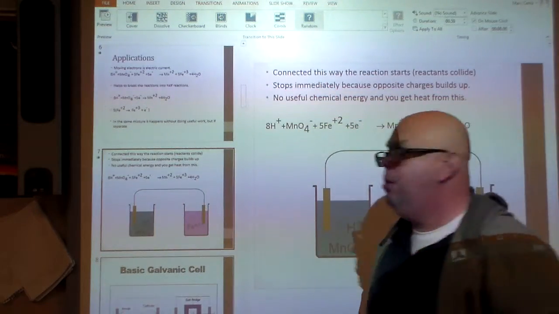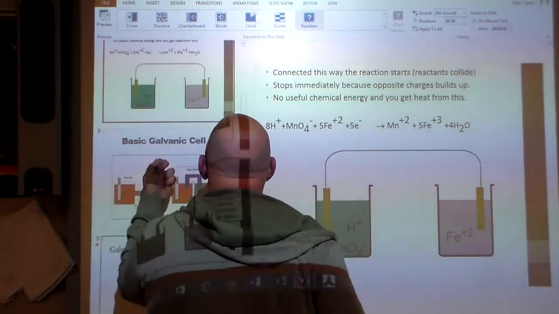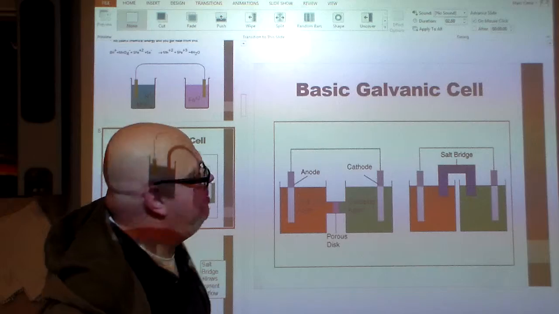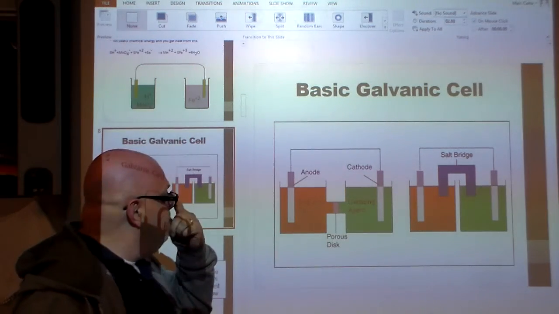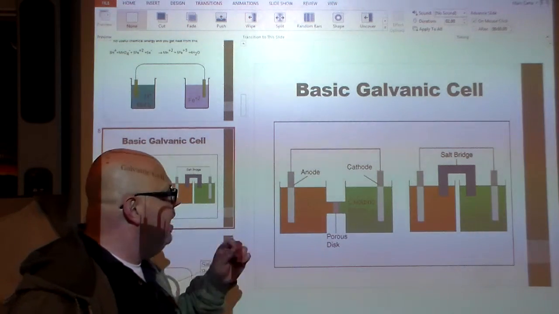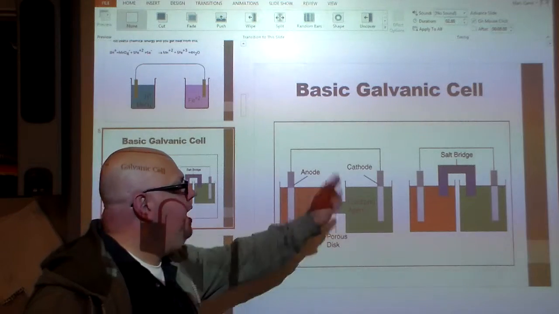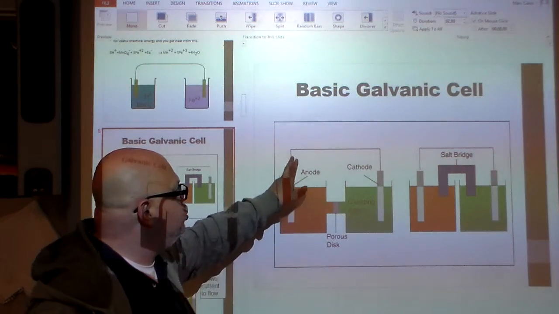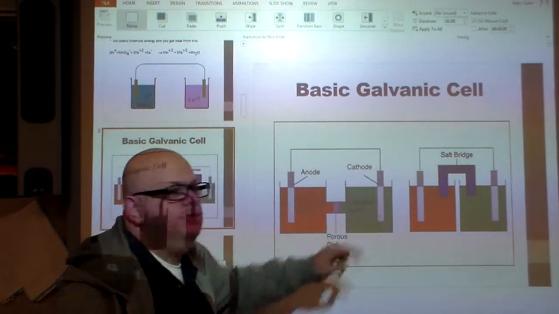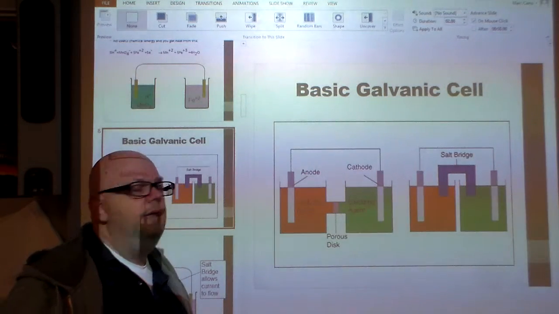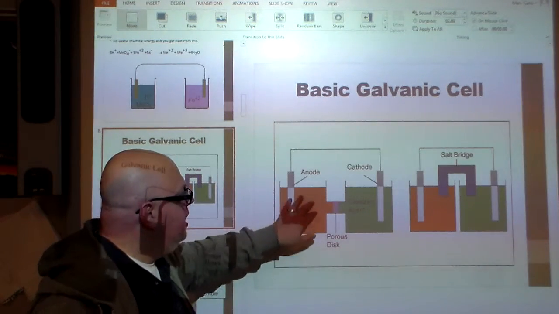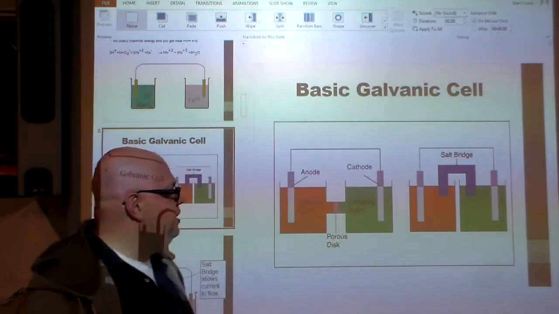And that's it. So something is not working. And this is where we have to deal with the idea of the basic galvanic cell. I'm not covering the entire chapter for those people that are wondering. But in the basic galvanic cell, you have an anode and a cathode. This is where the electrons are going to travel from the anode to the cathode. In there you have the reducing agent. Here you have your oxidizing agent.